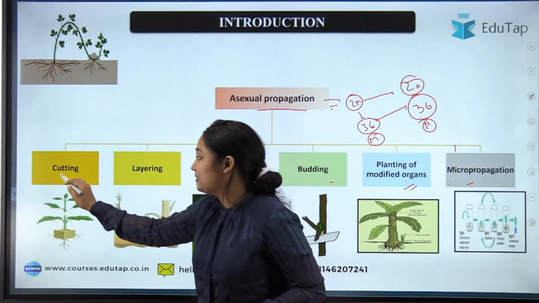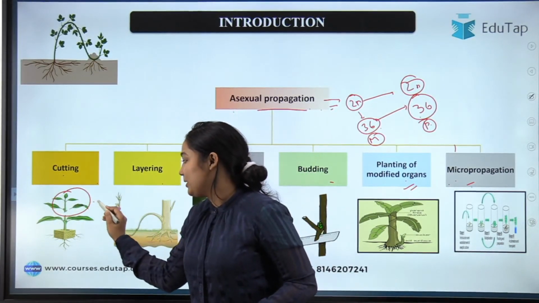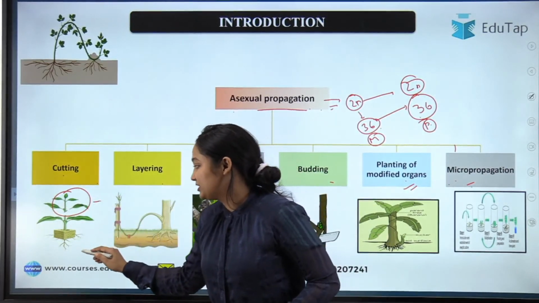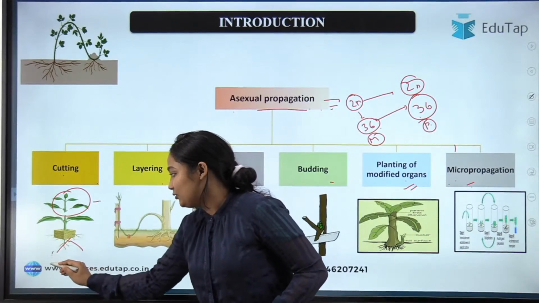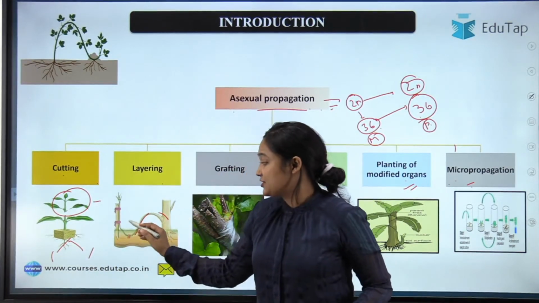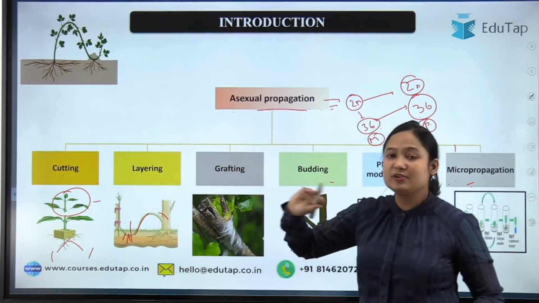See, in cutting what we do, we cut the plant, and this one acts as a new plant now. This one will again grow into another plant, this one will grow another plant. So from one plant after cutting you have two plants. In layering, the plant is still attached, and we are disturbing it in the middle, and roots form from here. So that is your layering.